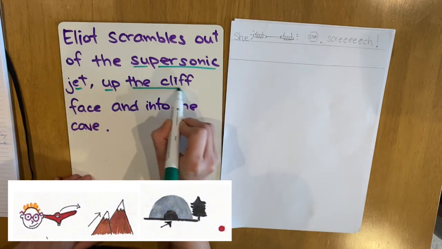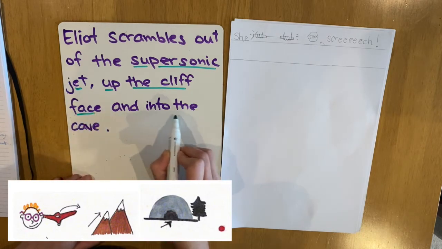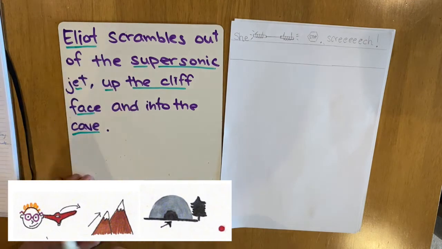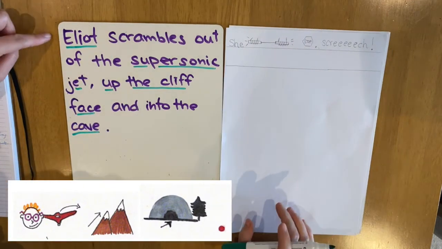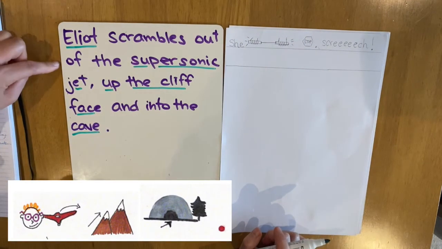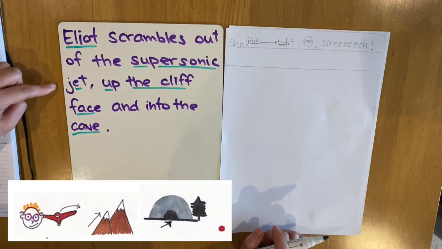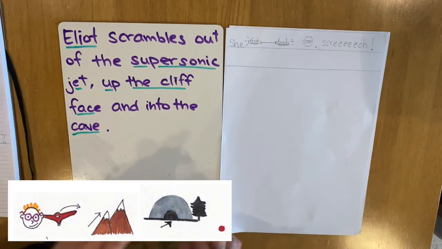Pretty much all of this. There we go. And that bit as well. My sentence is going to be, Malala scrambles out of the supersonic scooter, across the farm, and into the barn. So I'm going to draw those pictures now.